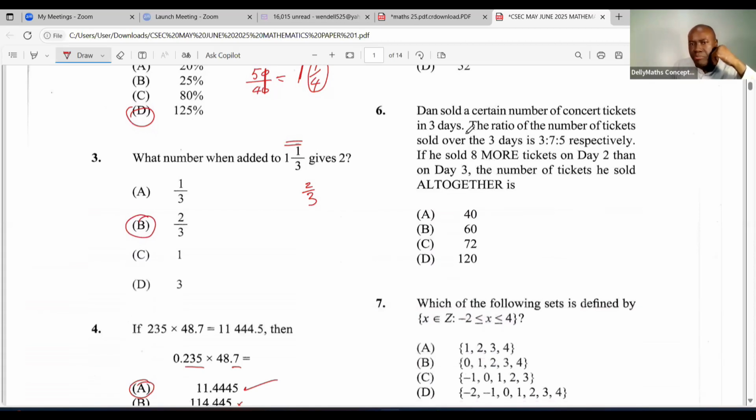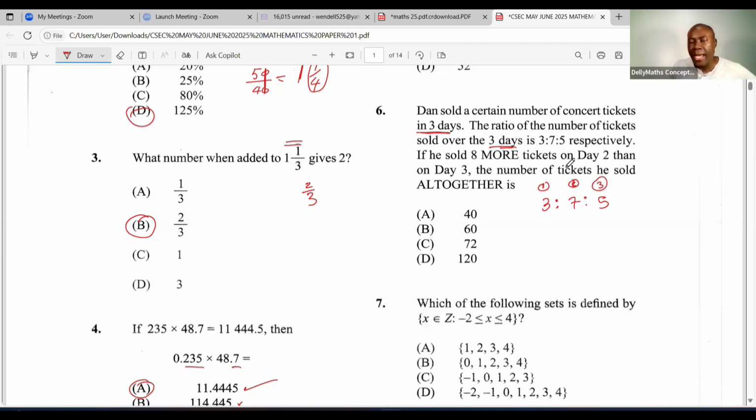So let's go to number 6. Number 6 says Donald sold a certain number of concert tickets in 3 days. The ratio of the number of tickets sold over the 3 days would have been 3 to 7 to 5. Now it says if he sold 8 more tickets on day 2 than day 3, then the number of tickets he sold altogether is what? So this is day 1, day 2, and day 3.